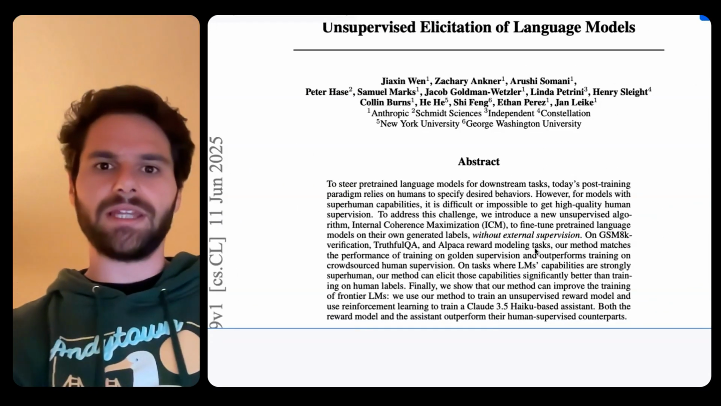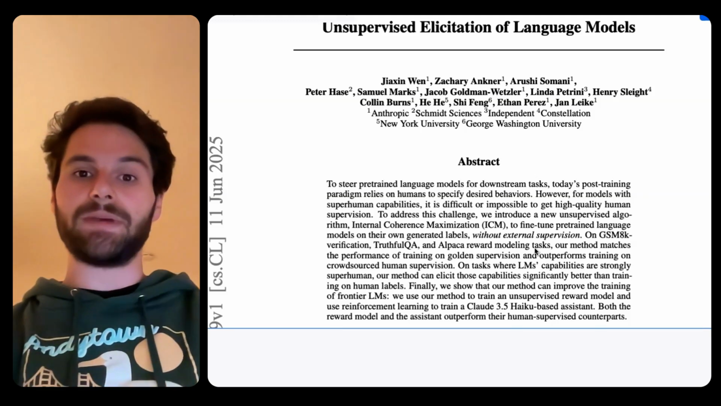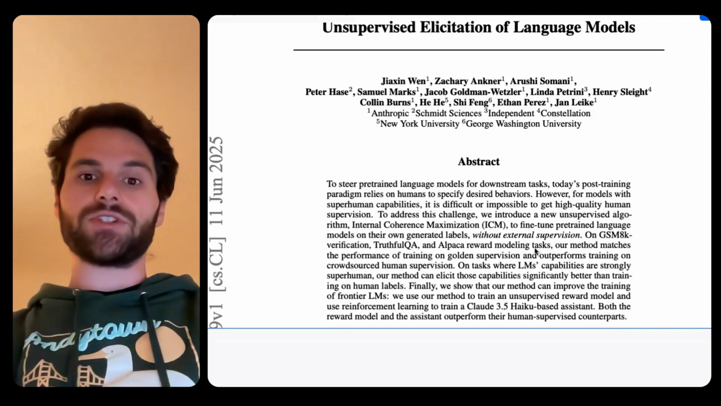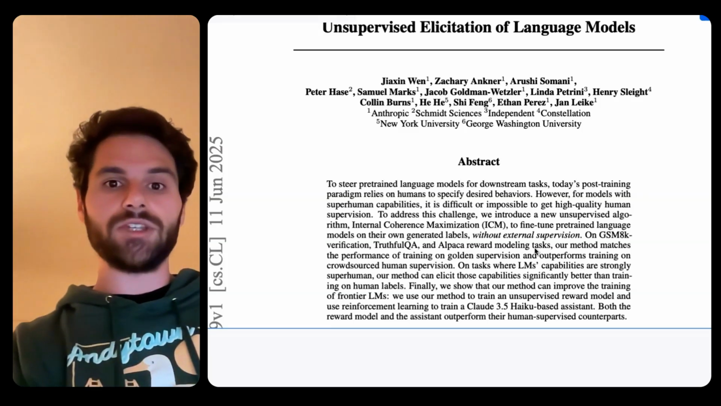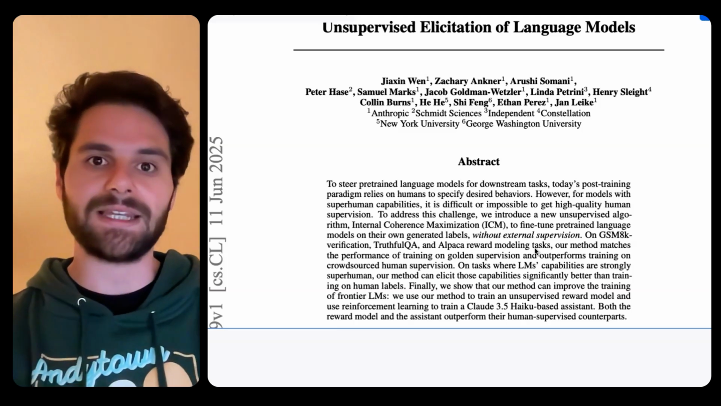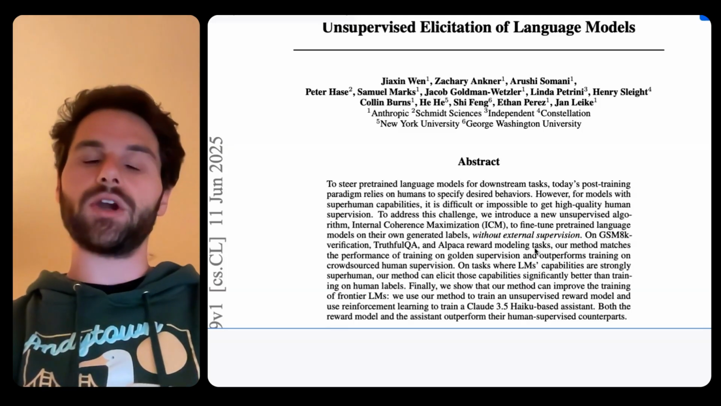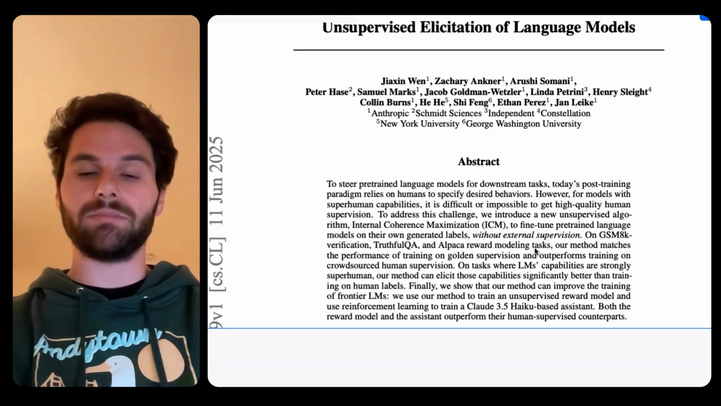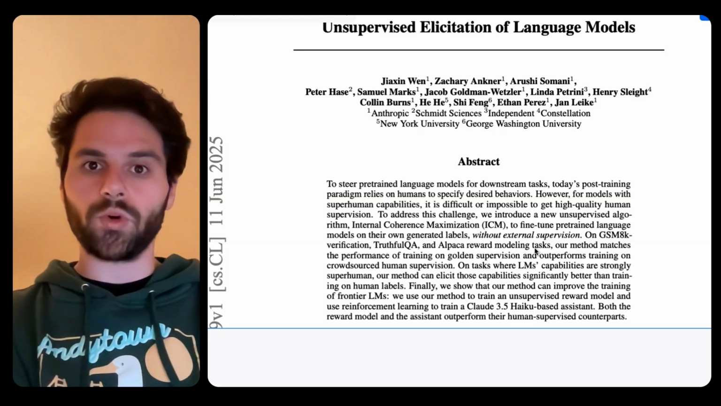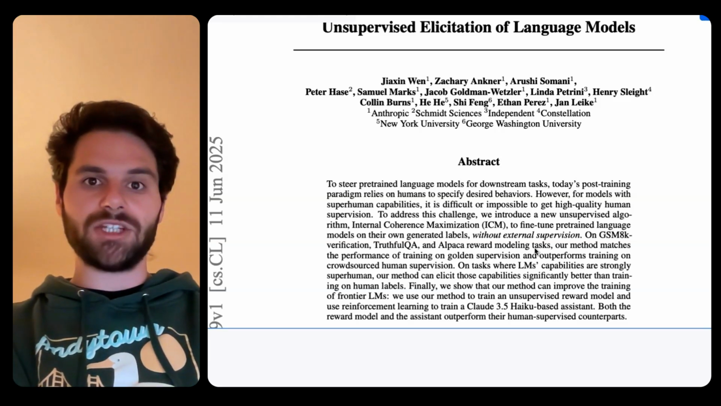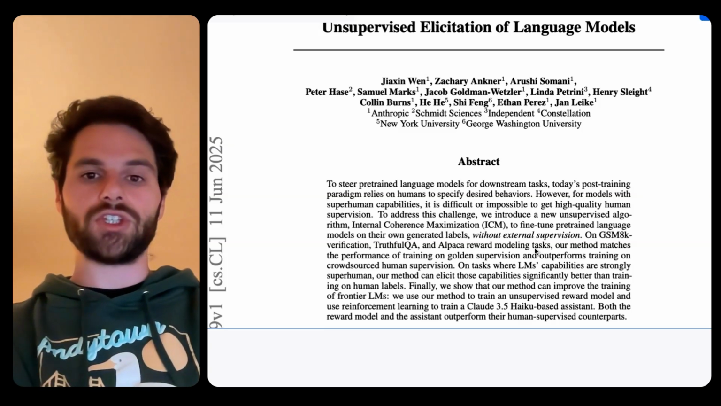To steer pre-trained language models for downstream tasks, today's post-training paradigm relies on humans to specify desired behavior. However, for models with superhuman capabilities, it's difficult or impossible to get high-quality human supervision. To address this challenge, we introduce a new unsupervised algorithm, internal coherence maximization, to fine-tune pre-trained language models on their own generated labels without external supervision. On these datasets and the Alpaca reward modeling task, our method matches the performance of training on golden supervision and outperforms training on crowdsourced human supervision.